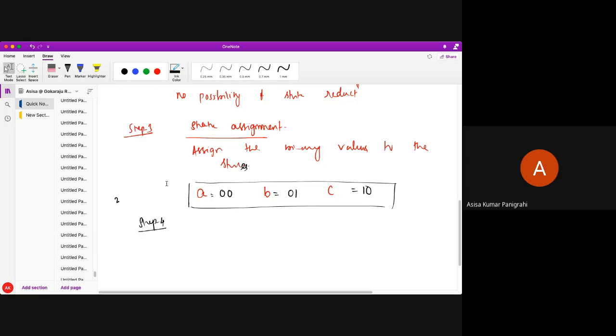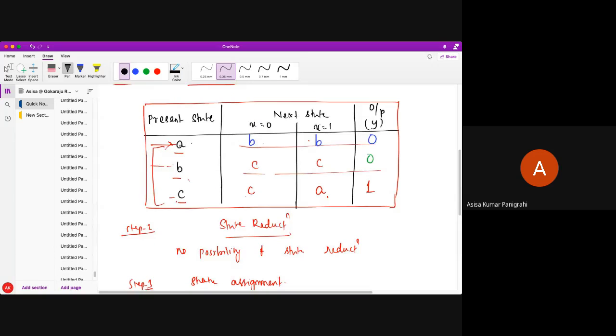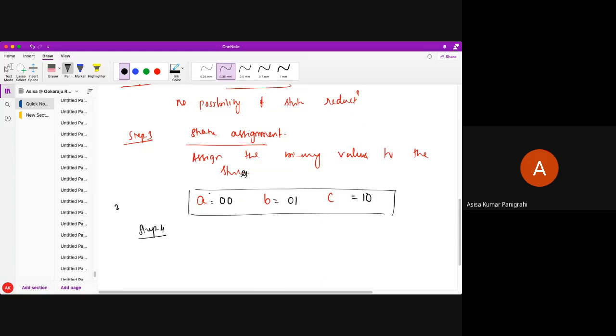Because here my states are A, B, C, you have to assign those A, B, C particular binary values. In order to assign three states, how many binary bits do we need? Two binary bits. Because one binary bit can only be represented as 0 and 1. If there are two states, we can assign A to 0 and B to 1.